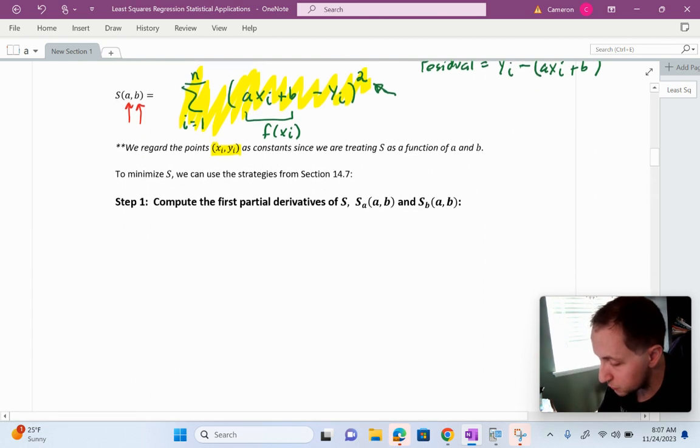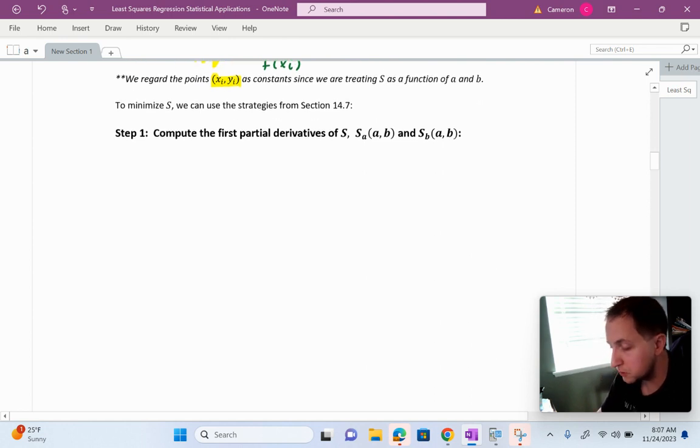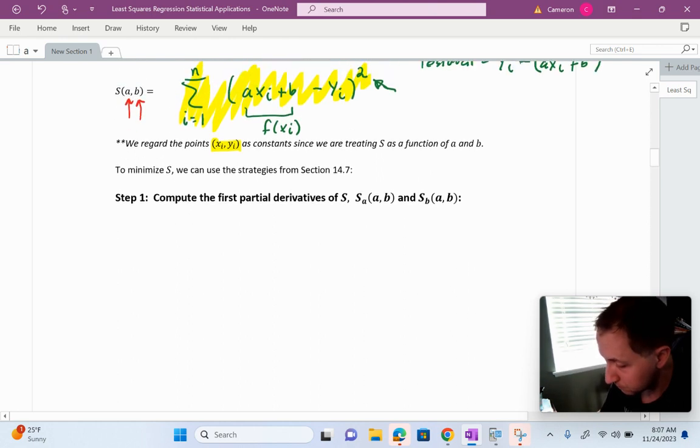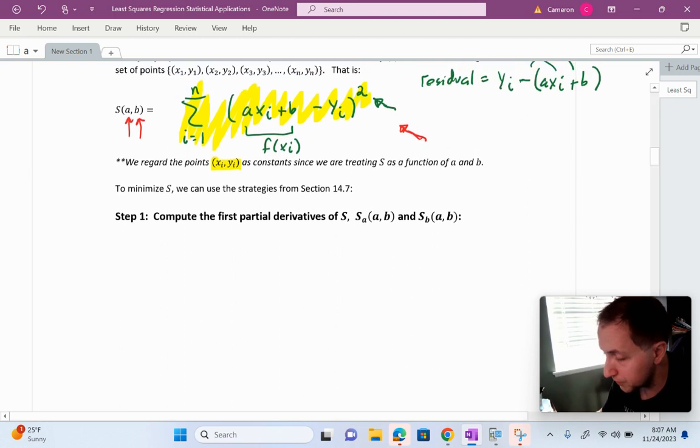And so to minimize S, we're going to use the strategies from section 14.7. First thing we have to do is compute the partial derivatives of this function S of a, b. So I'm going to compute S sub a and S sub b. Now, if you remember from Calc BC, if you have some type of power series representation inside of a series, you can differentiate and integrate within the summation. And so that's exactly what we're going to do here, taking derivatives within this sum.